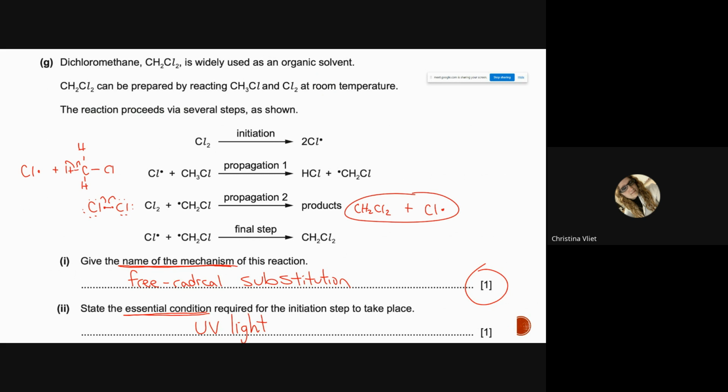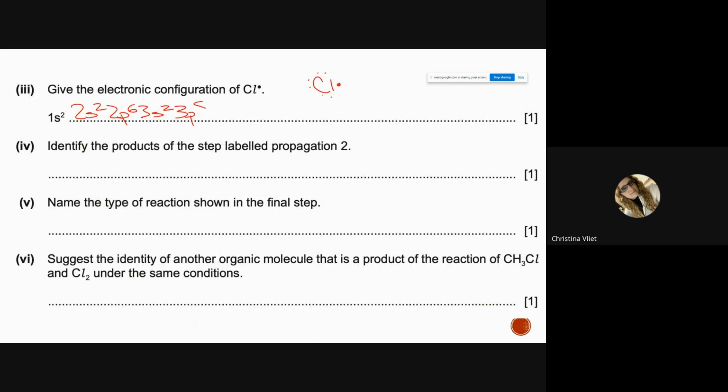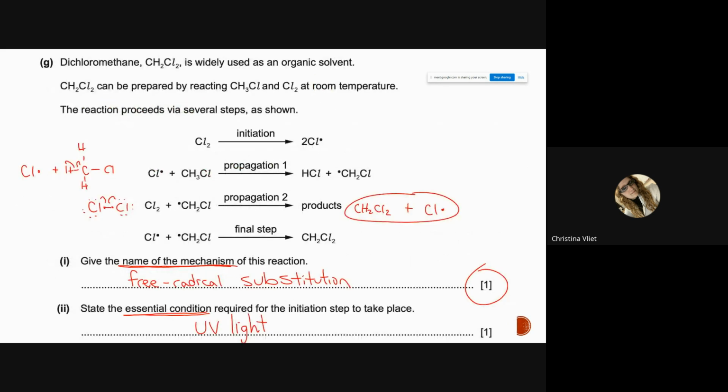You know what you're doing. Are we good with this answer for propagation 2? Not really? Yes? Yeah. Okay. So CH2Cl2 plus Cl. Now, 5. What is the type of reaction in the final step?